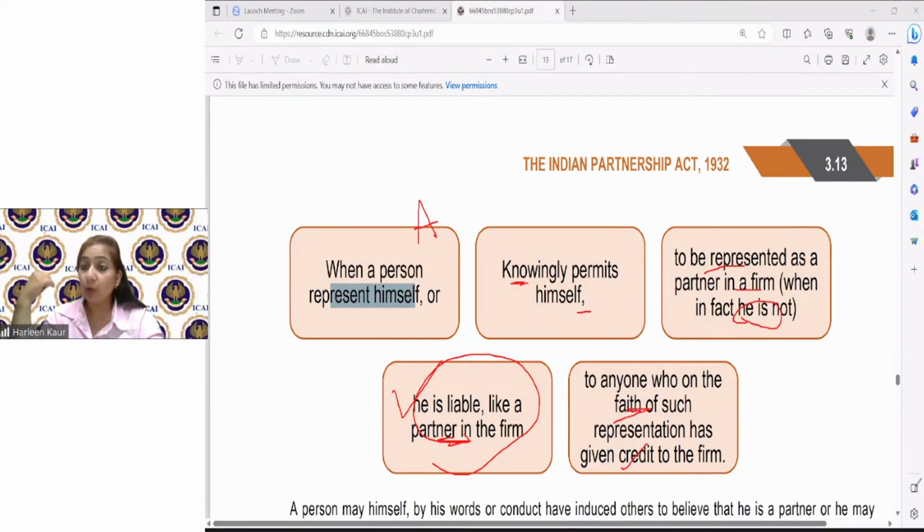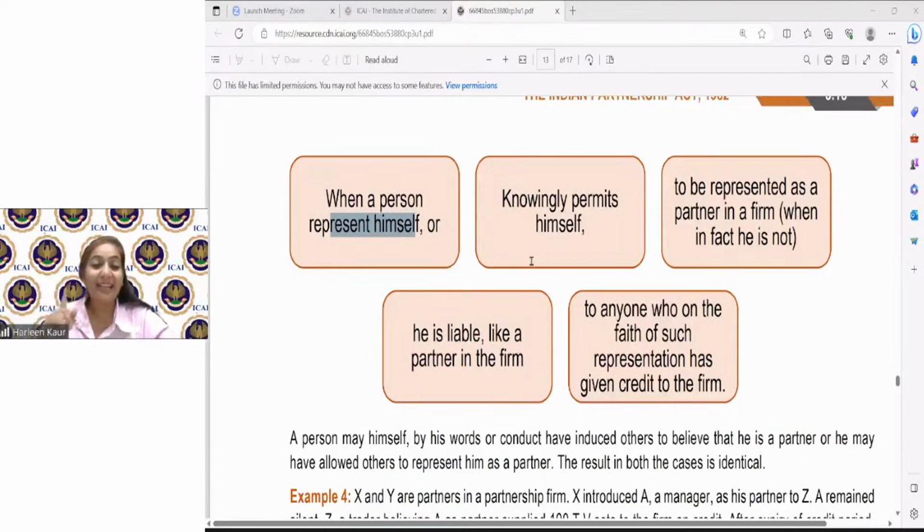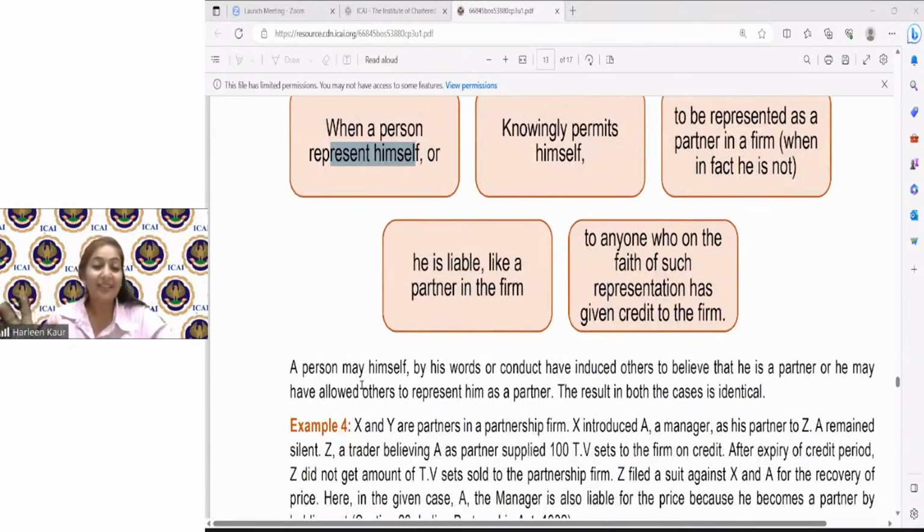Now tomorrow, when she wanted to take the money back, partners were not paying. So she just went to Aniket, give my money back. So Aniket said, who are you? I am not a partner. So she applied section 28 and she said, I'll drag you to the court. You represented yourself to be a partner and on that belief, I gave credit to the firm. Now you have to pay my money. So you can recover your 10,000 that you have given to this firm and Aniket now becomes liable to pay. All right. So this was just for fun's sake for the example.